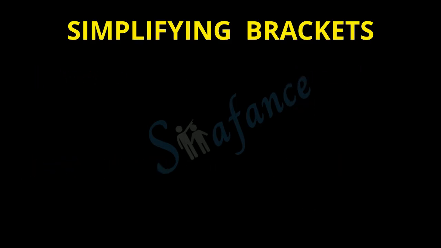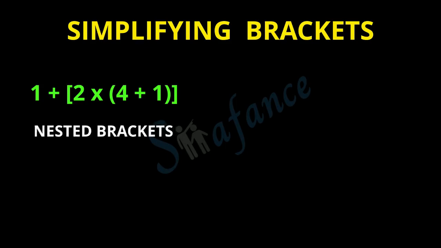Now let us see one more example. The equation is 1 plus bracket open 2 into bracket open 4 plus 1 bracket close bracket close. Now we have two brackets, with one bracket inside another bracket. The bracket having circular shape is inside the bracket having rectangular shape. When there is a bracket inside a bracket, these are called nested brackets.